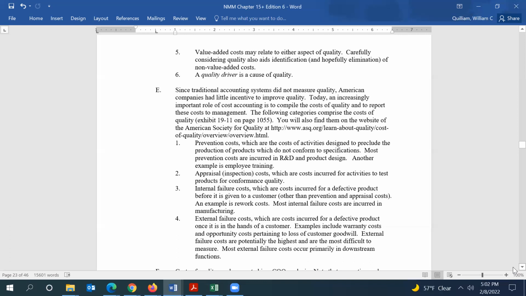Well, external failure costs. We may never know how much we have because customers may never report all these to us. Plus, we might not even realize some of these exist. For example, let's say that you have a bad meal at a restaurant, and that's an external failure cost. Well, a lot of people, what will they do about that once they get home?